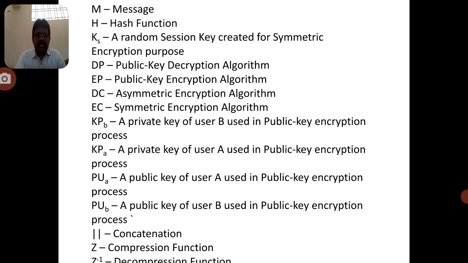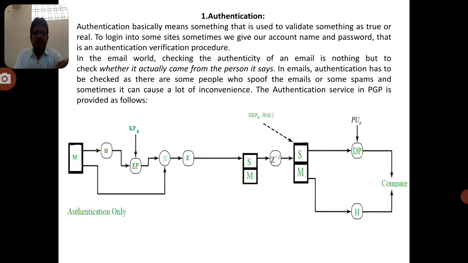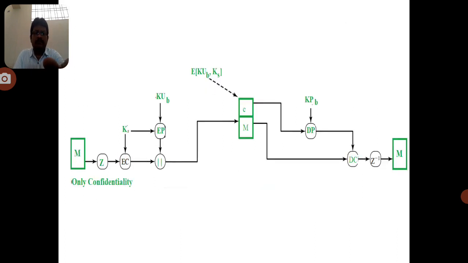The next is the concatenation symbol, the pipe symbol. Z is the compression function or compression algorithm, and Z inverse is the decompression function. Now you can observe how PGP provides confidentiality. First, let us check how confidentiality is provided.